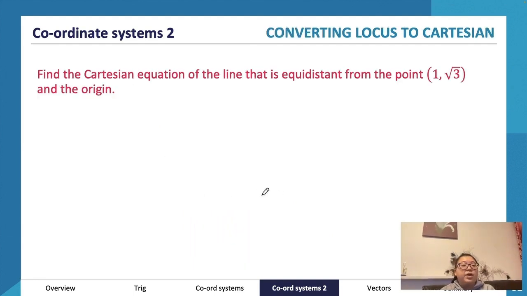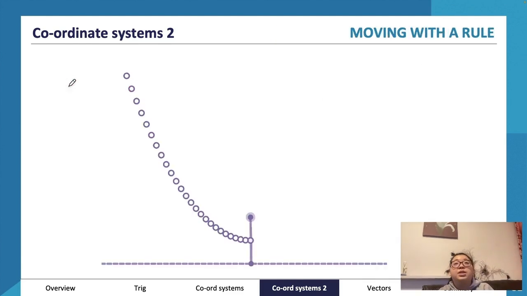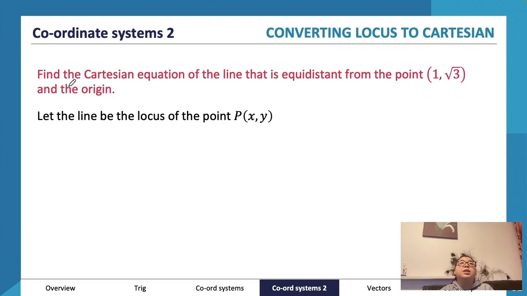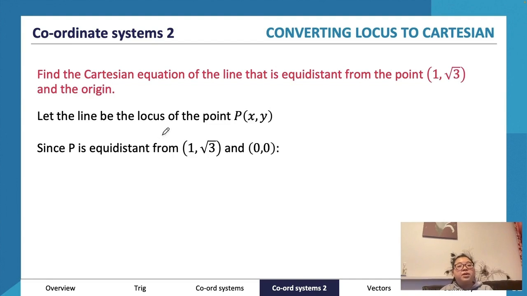Cool. Alright, so if we have a Cartesian equation which is equidistant from this point, (1, root 3), and the origin. That's kind of similar to what was happening here, right? We want those points to be equidistant. So what we want is the locus line to be equidistant from these 2 points, right?